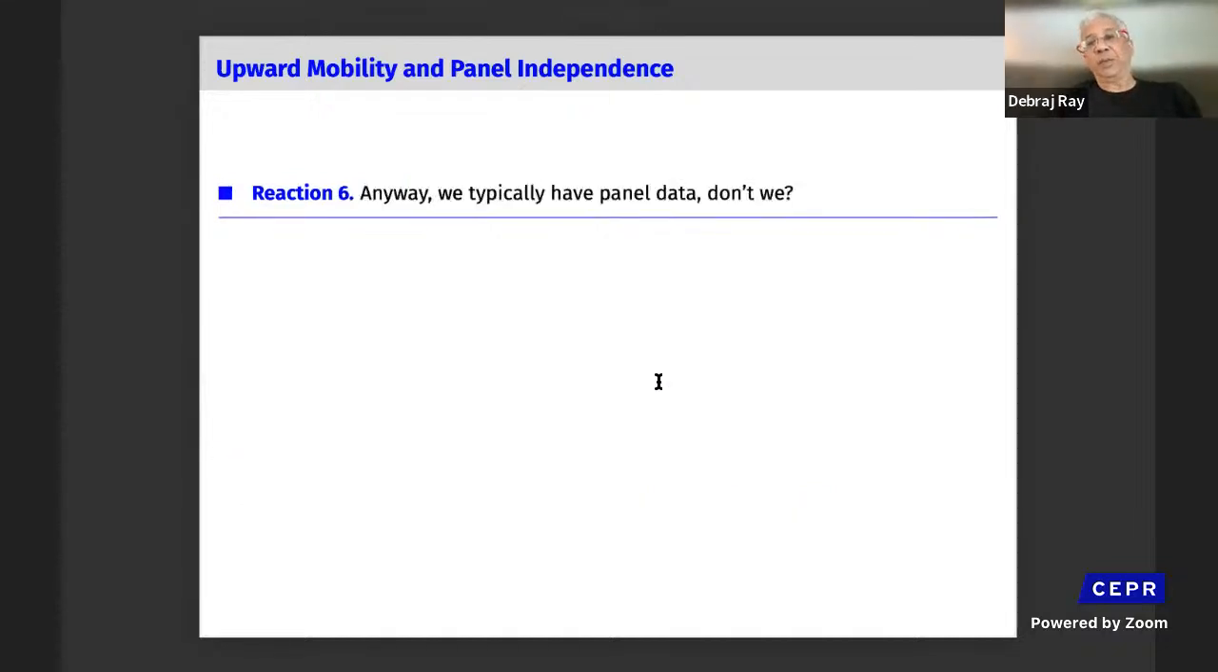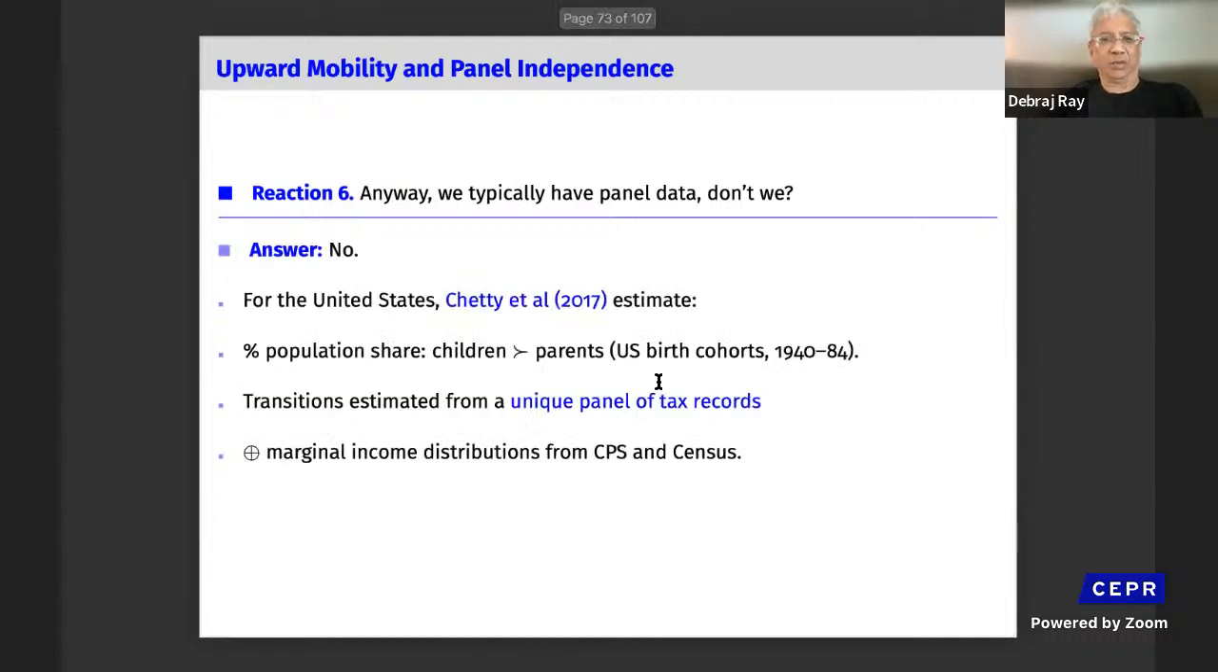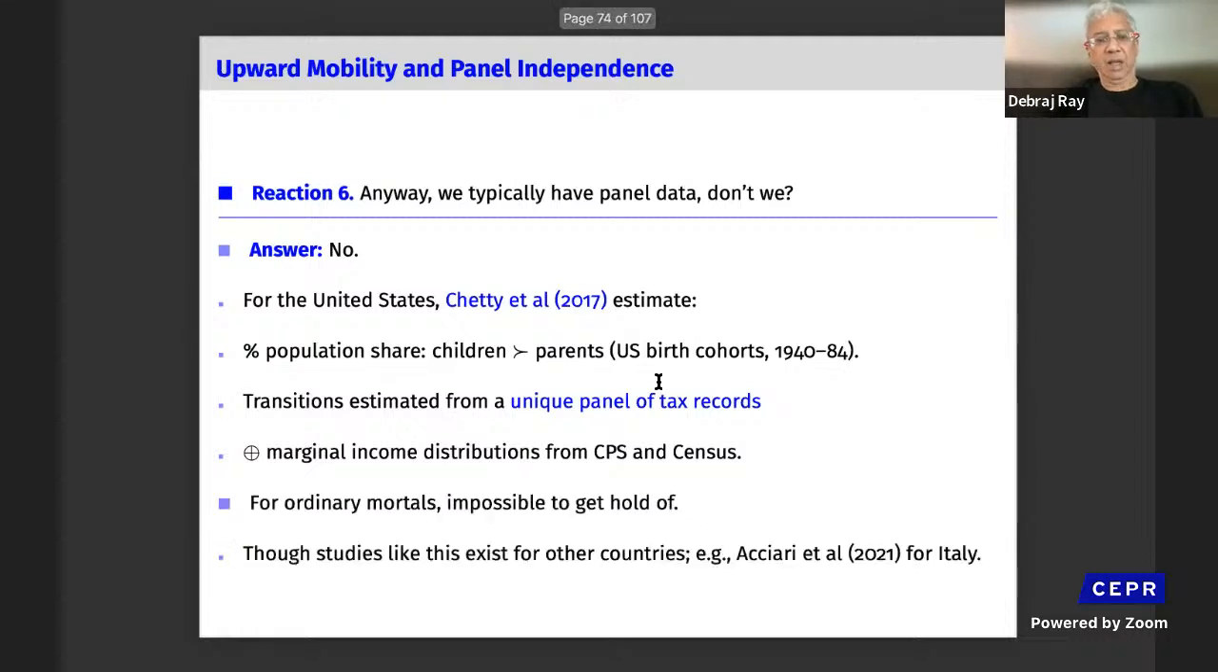And the last reaction will typically come not from you guys, but from a US or Eurocentric crowd: come on, we typically have panel data, don't we? And you guys know the answer to that question. Even for the United States, Raj Chetty's paper became famous because he used a unique panel of tax records to estimate mobility in the United States. For ordinary mortals, it's impossible to get hold of this sort of data, though some studies like this do exist for other countries.